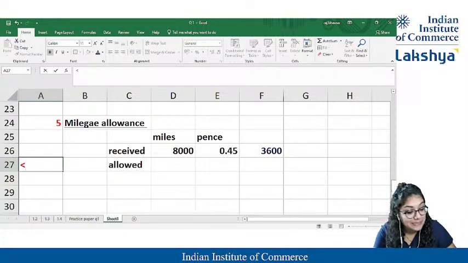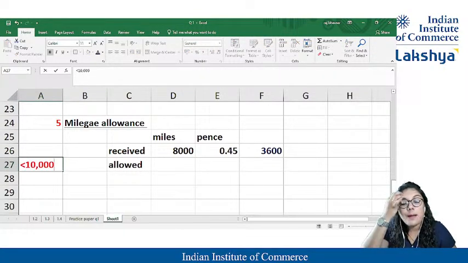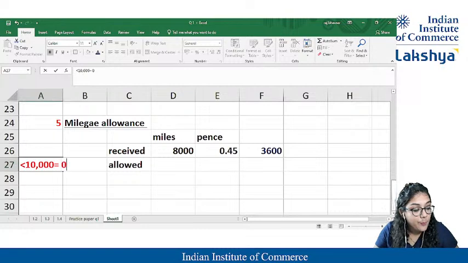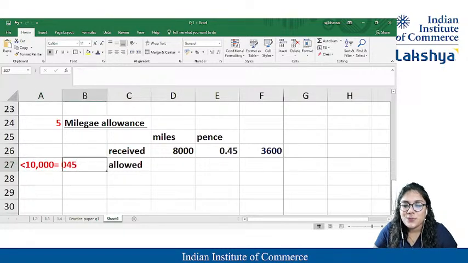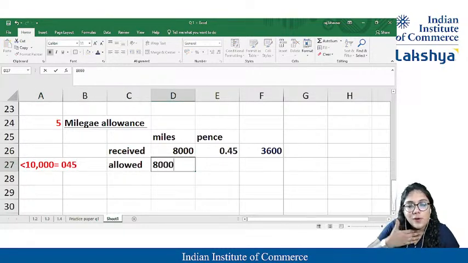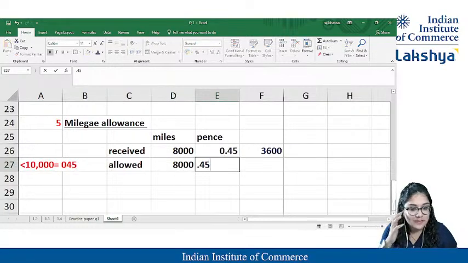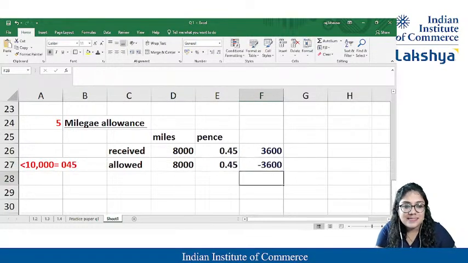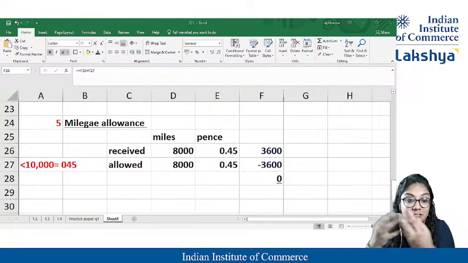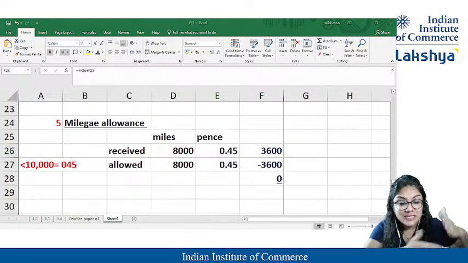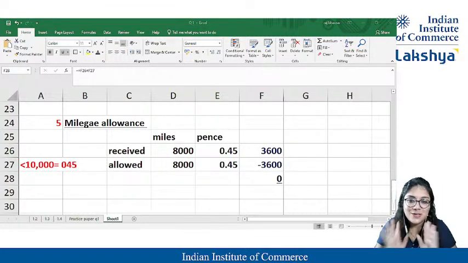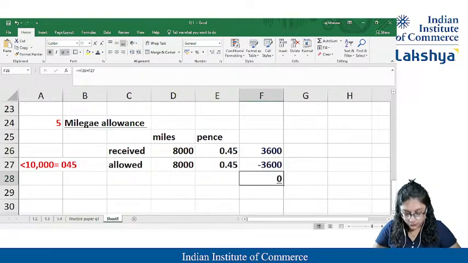If it is less than 10,000 miles, I was allowed 0.45 pence. So I hope it's very clear. You have already got 8,000 miles at 0.745. Now it is 3,600. Is there anything added in the income now? Do you think anything I need to add? No. Whatever you got is actually allowed. So no worries, we have completed that mileage allowances also.